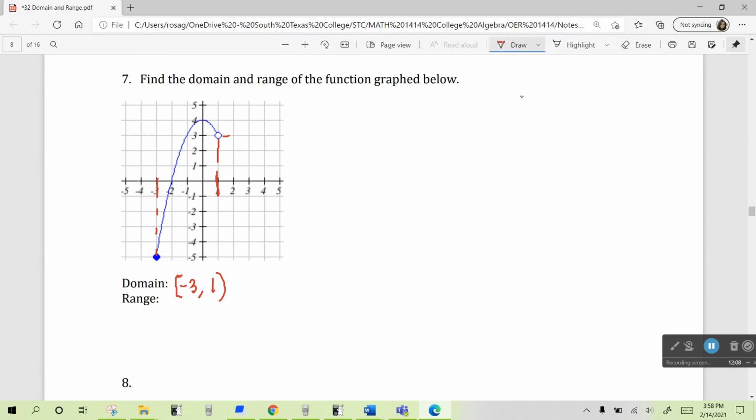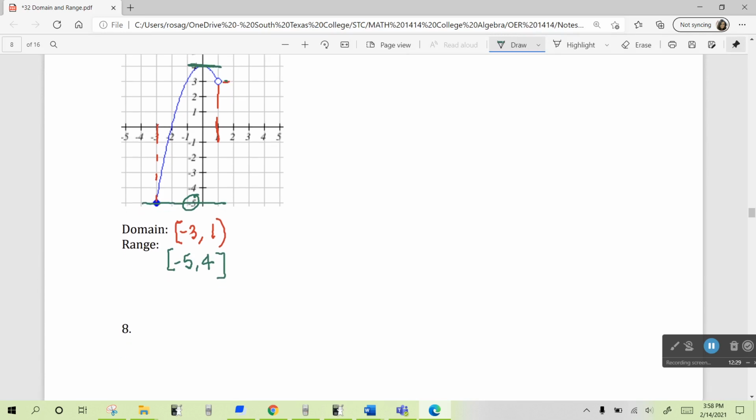Now when it comes to the range, it's from the bottom. So it starts at -5. And where does it end? It doesn't end here, right? Because it keeps going up. It ends on the y's, it ends right there. Now the 4, because it doesn't have an open circle, you still put it in brackets. So that's the extent of the graph on the y.